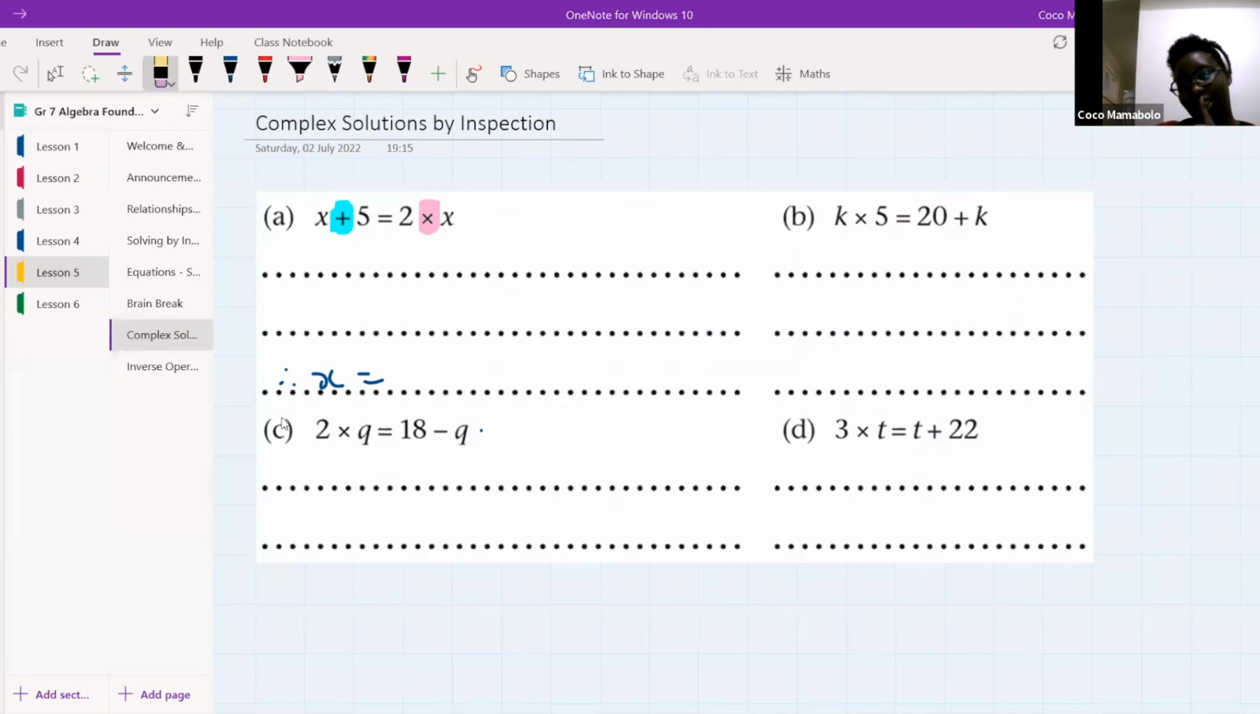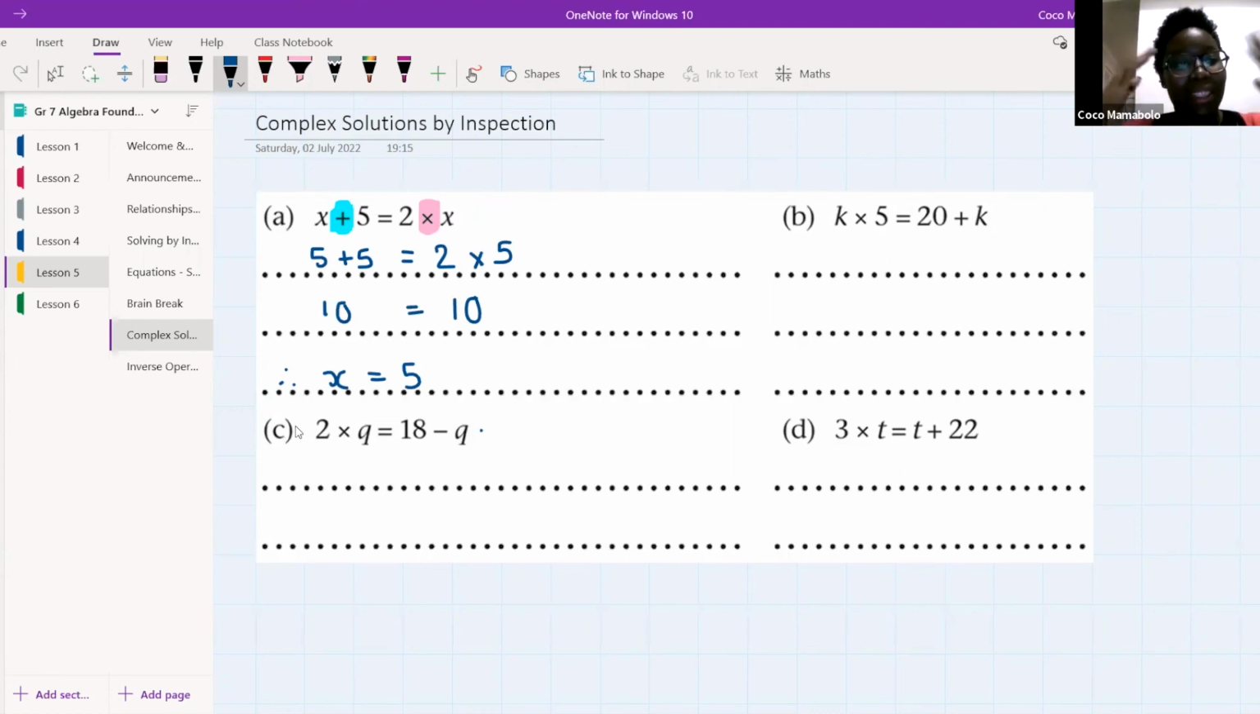Oh, Bongikosi, careful. Therefore, x is equal to 3? No. Tabiso and Ntiso have the right answer. Nagi says 4. If I try 4, I'm going to get 9 on one side and 8 on the other side. Jiria, you are 100% right. Let's try, check this out. If x is equal to 5, let's see what happens. I'm going to get 5 plus 5 on this side, which is equal to 10. And on this side, I'm going to get 2 times 5, which is also equal to 10. Therefore, x is equal to 5.